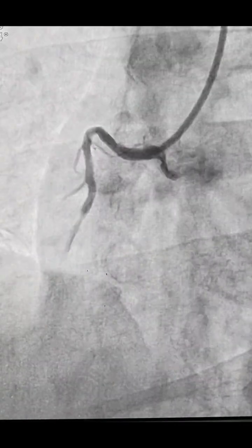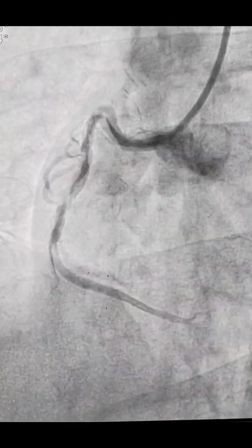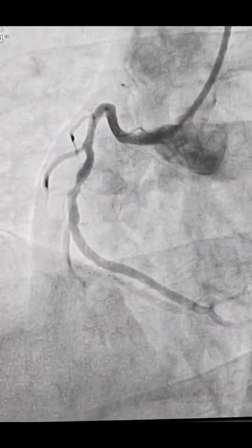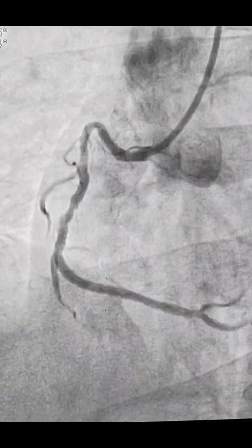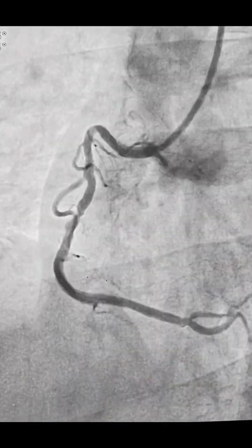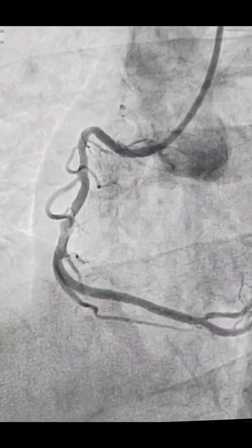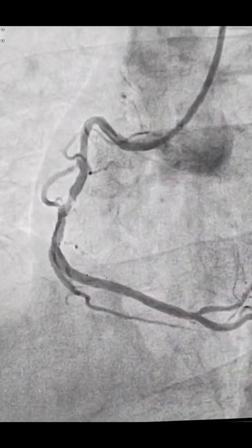This case is a 49-year-old male, a known case of diabetes and hypertension. He has a history of inferior wall ST elevation MI with mild LV systolic dysfunction, and he underwent angiography outside the hospital, somewhere else, and they suggested doing PTCA to RCA and LCX. So he presented to our hospital for the angioplasty.